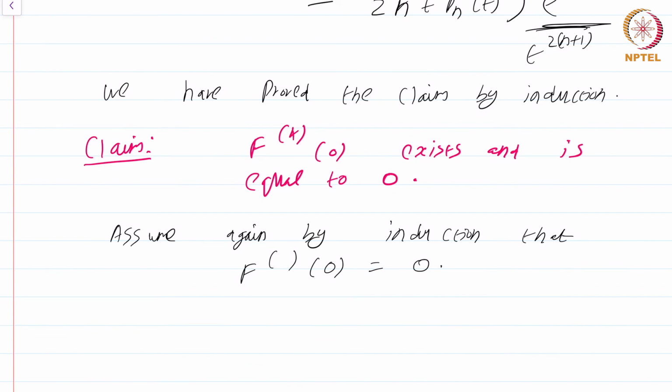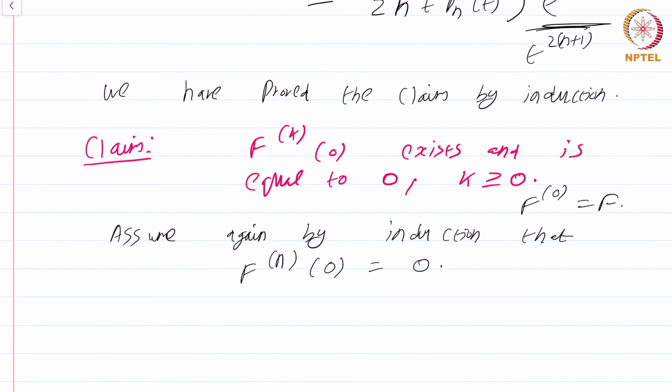f^(n)(0) is equal to 0. Assume that you have shown this. Okay, so let me just make a remark. If this is confusing, this is for k greater than or equal to 0. We have already shown that f(0) equal to 0, so the base case is essentially done. Recall that when you put f^(0), you just mean f.